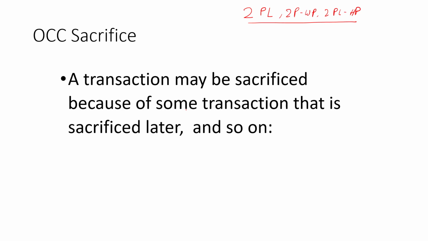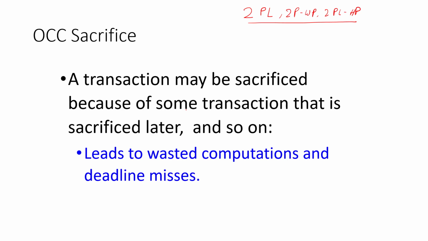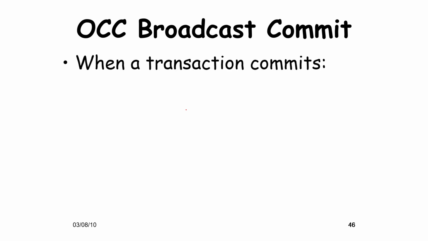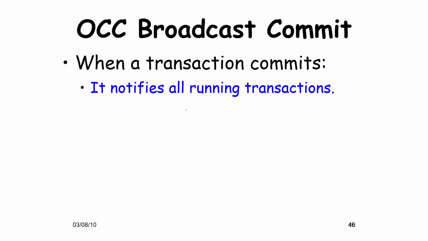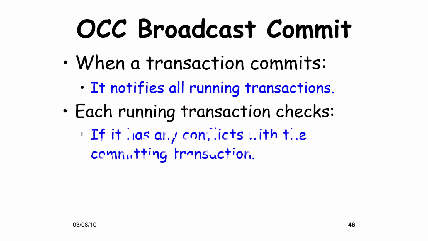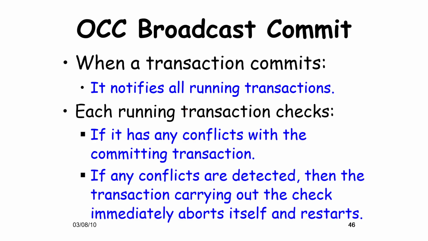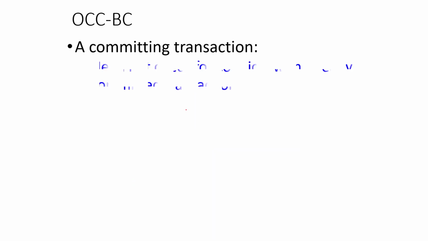So it is possible that a transaction is sacrificed because of some other transaction that is sacrificed later and so on, which could lead to wasted computations, ultimately leading to a deadline miss. Here is what you can do: when a transaction commits, it will notify all the running transactions. Each running transaction will check if it has any conflicts with the committing transaction. If any conflicts are detected, then the transaction carrying out the check will immediately abort and restart.